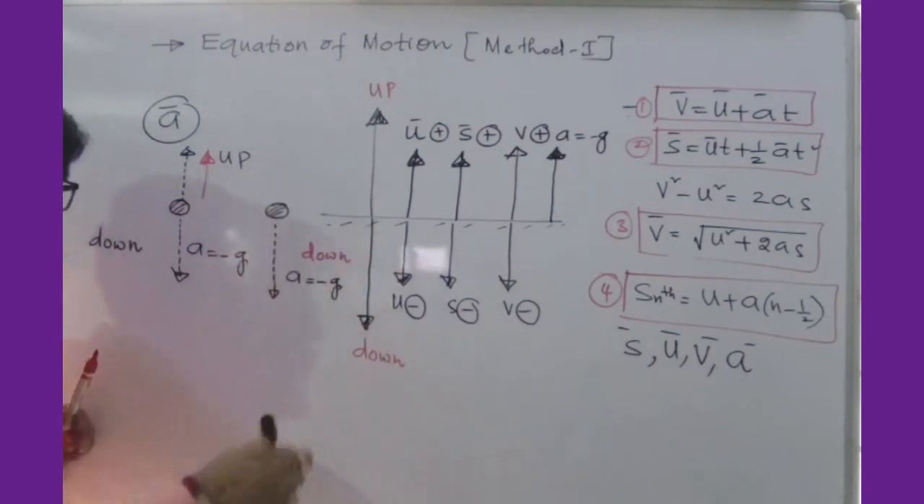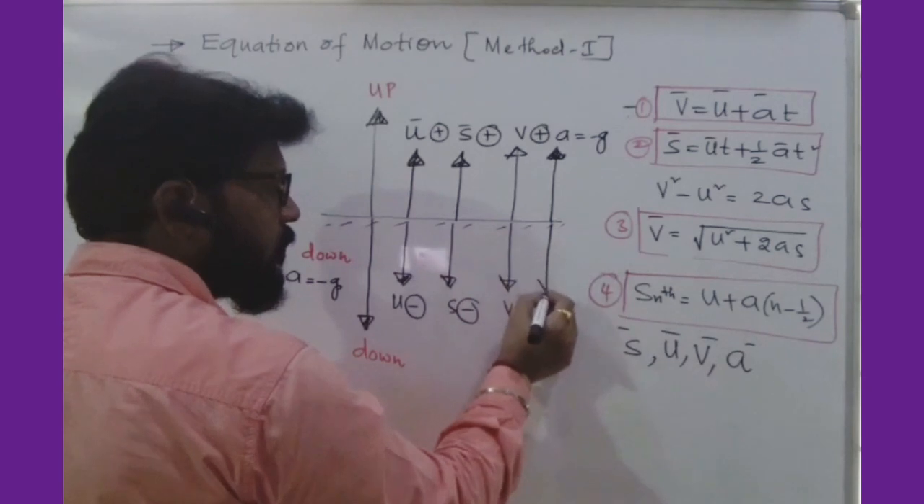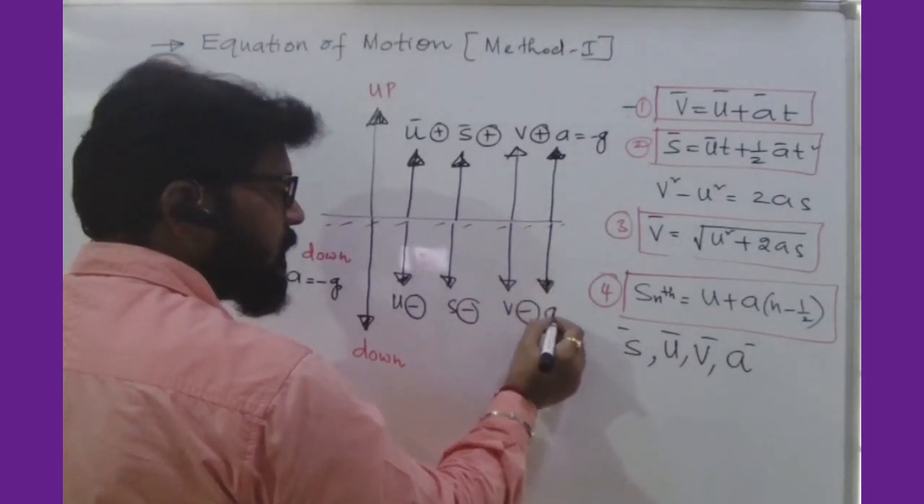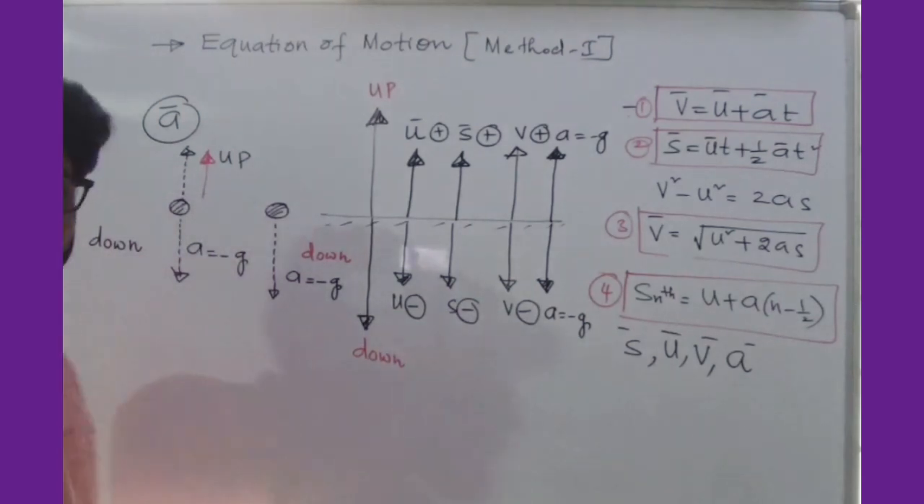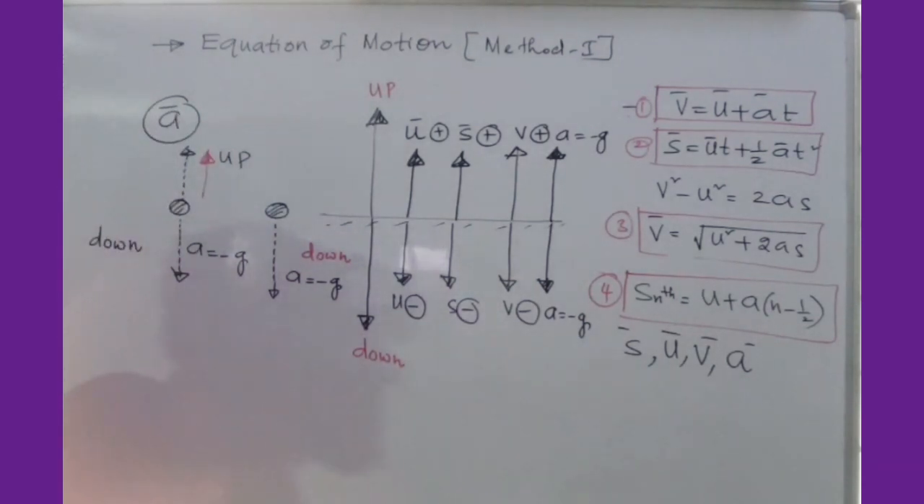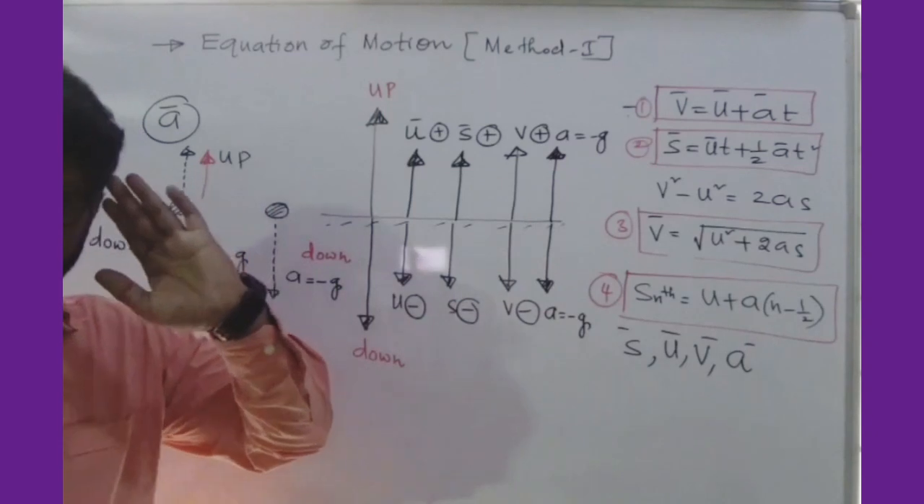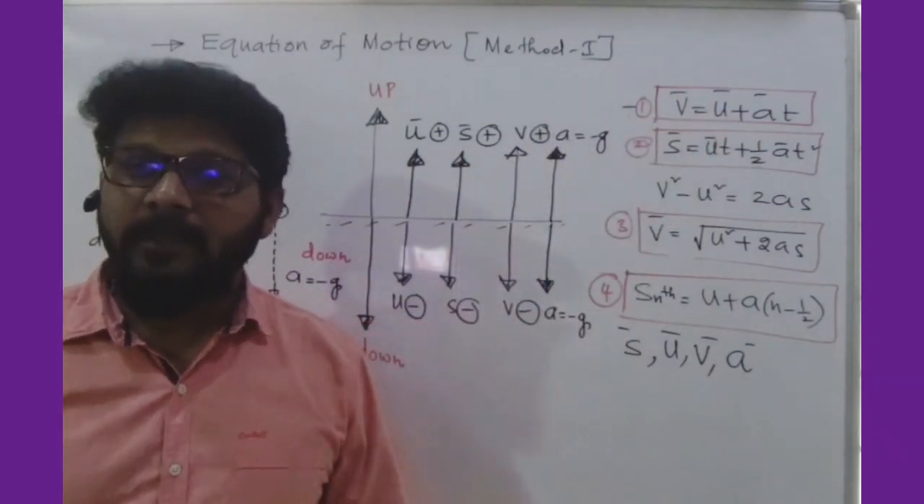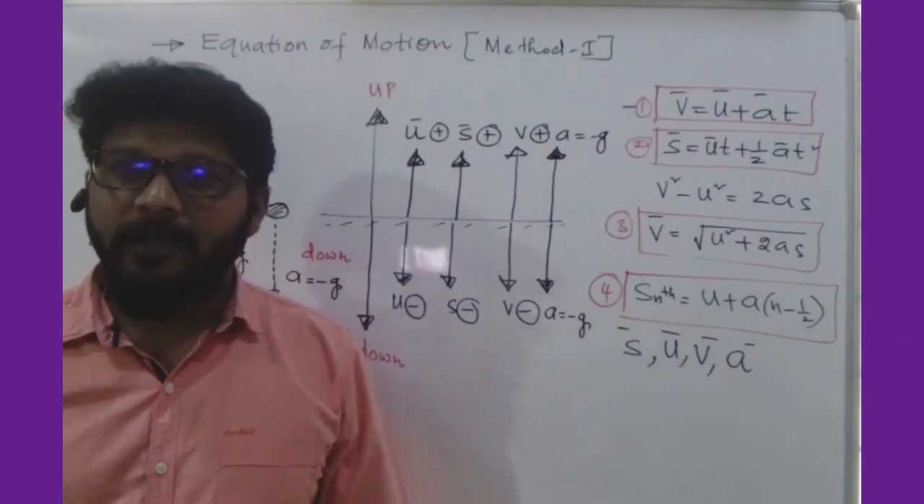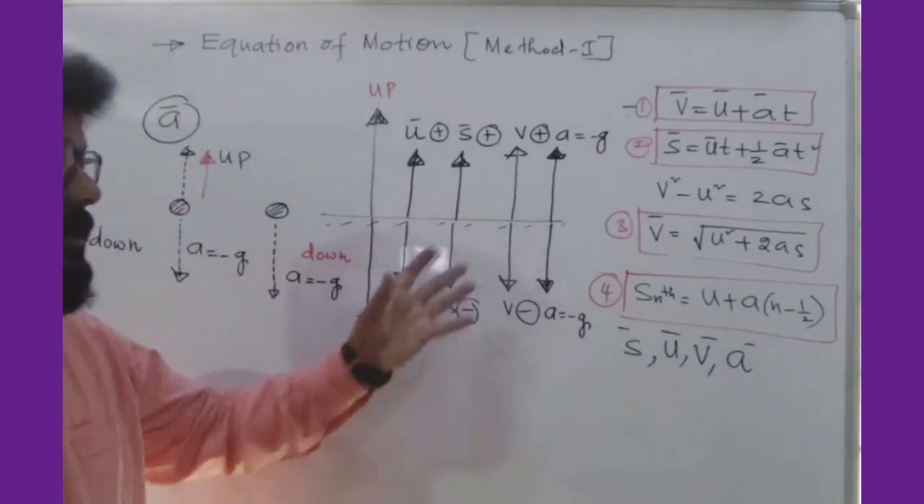Whether it is going upwards or downwards, A is nothing but minus G. Is it clear, this one? Anybody? Right? Now you remove the concept of upwards minus G, downwards plus G, you remove that one. Hope now this is clear to you.